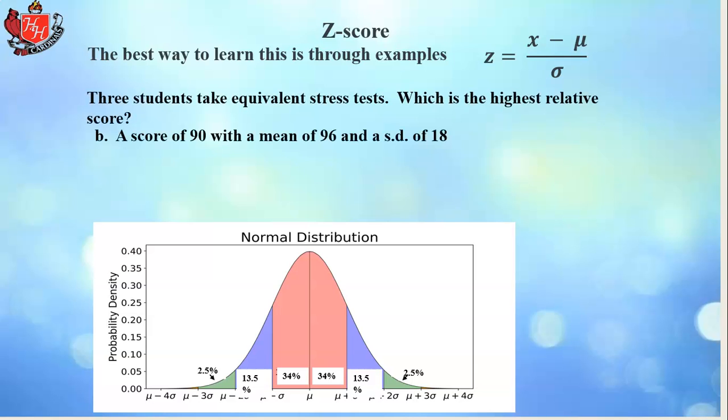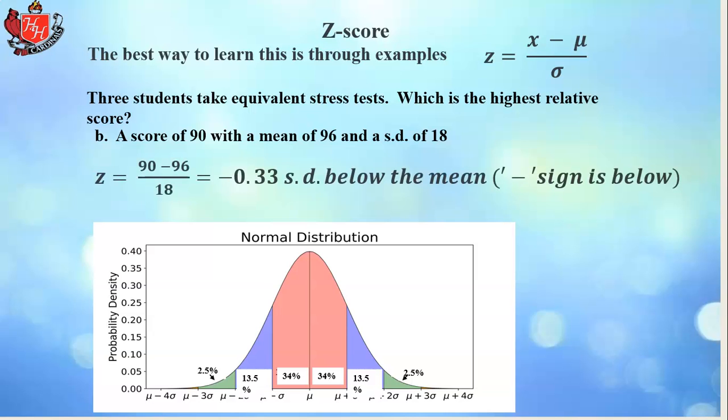Okay, and here's the second one, score of 90 with a mean of 96 and a standard deviation of 18. So you do the math on that, and you actually get a negative number for standard deviation. So that student fell below the average score, below the mean score. So negative 0.33. So they're below the mean. So they definitely didn't do better than the first student.